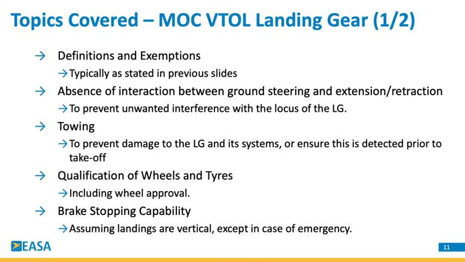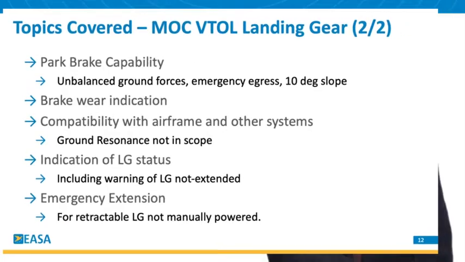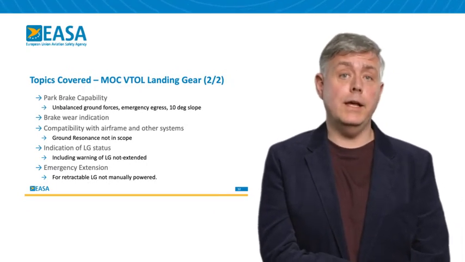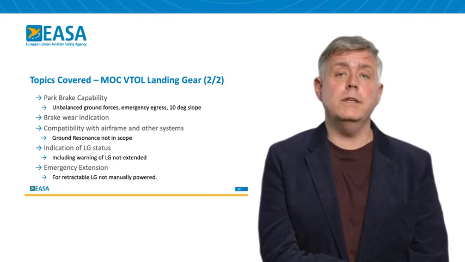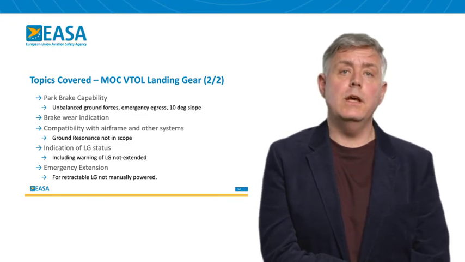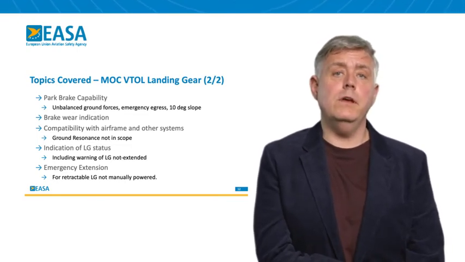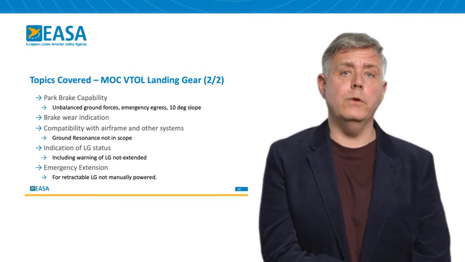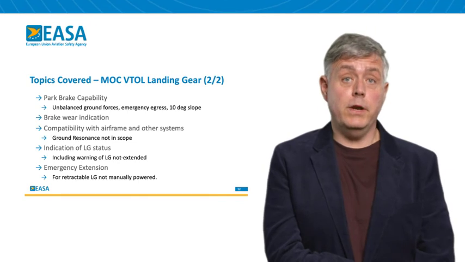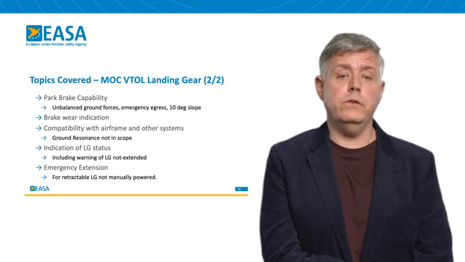It covers as well brake stopping capability, as I said before, with the assumption that most landings will be vertical. We look at the park brake capability, including the allowance for emergency egress on ground and the unbalanced forces, bearing in mind that the vehicle might not be on a level surface. Indication of the status of brake wear is considered important.